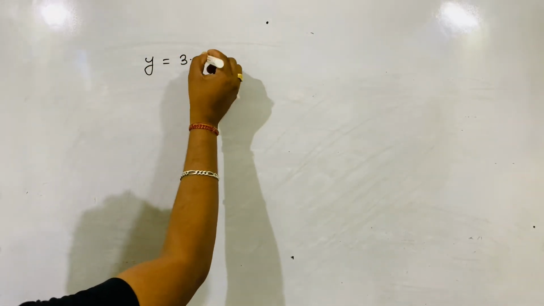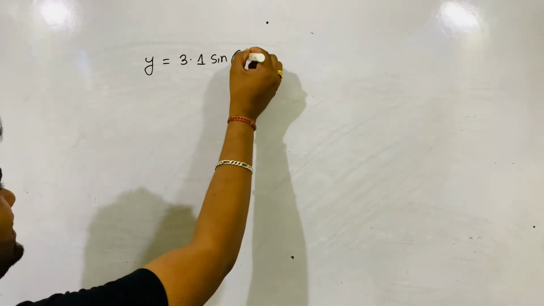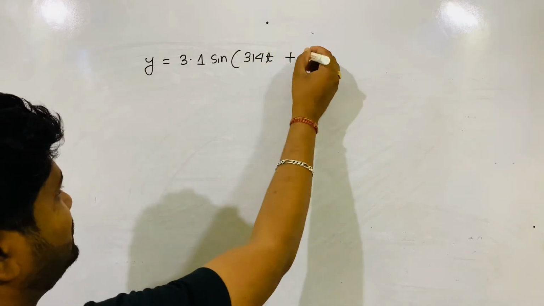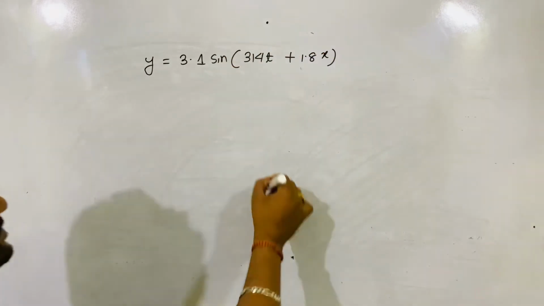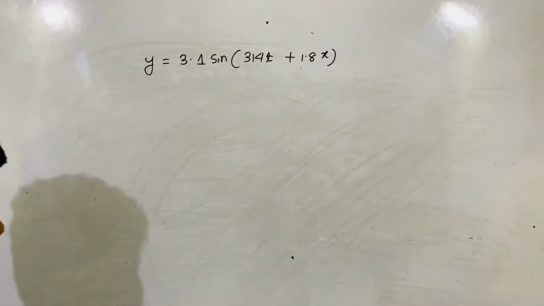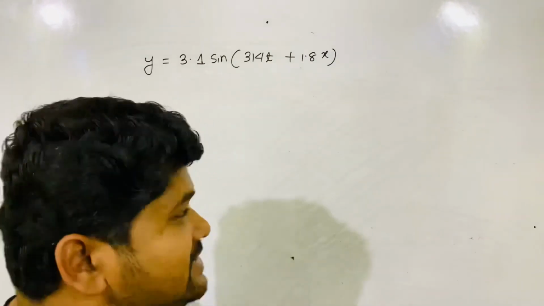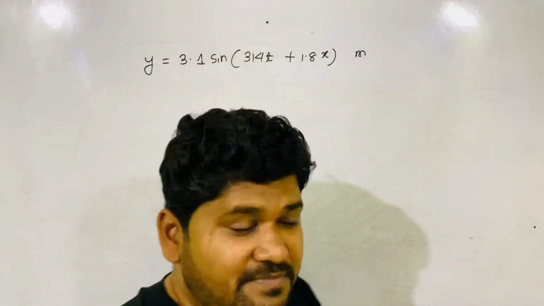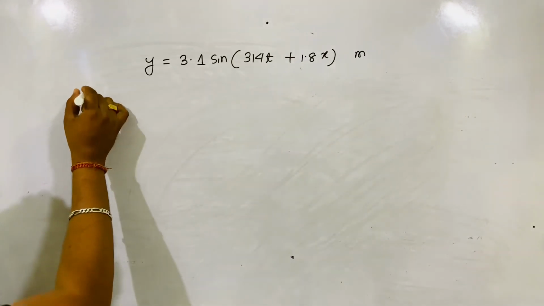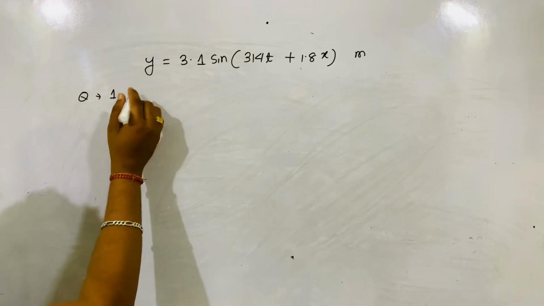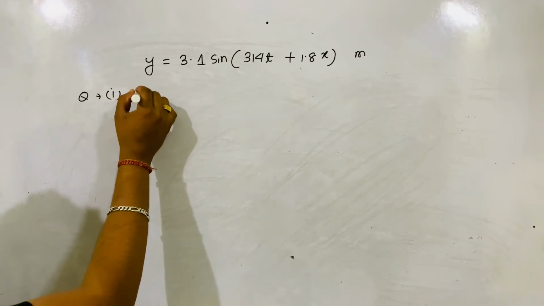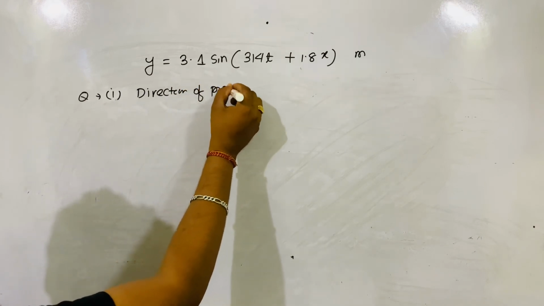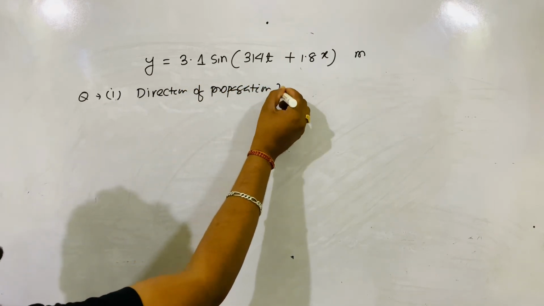The question is like this. The equation is given: y = 3.1 sin(314t + 1.8x). The equation is written like this. This must be in meters, in SI units. What questions will come in the exam? First question: what is the direction of propagation?